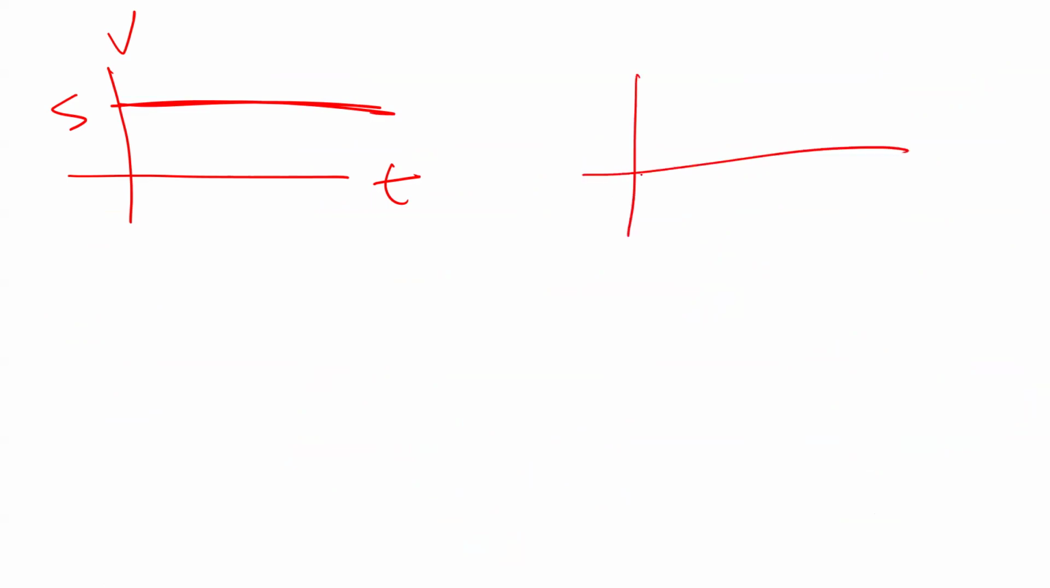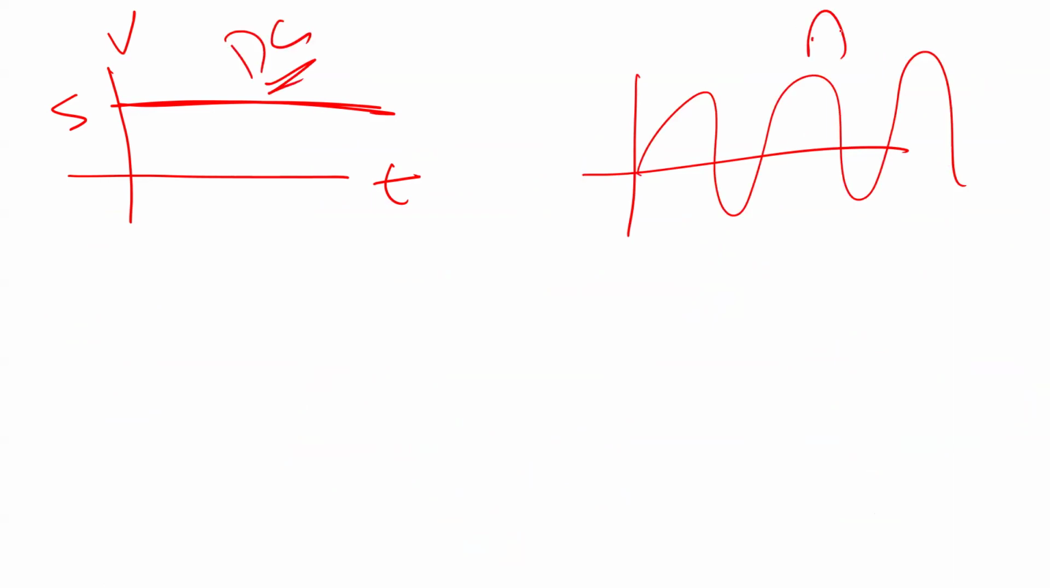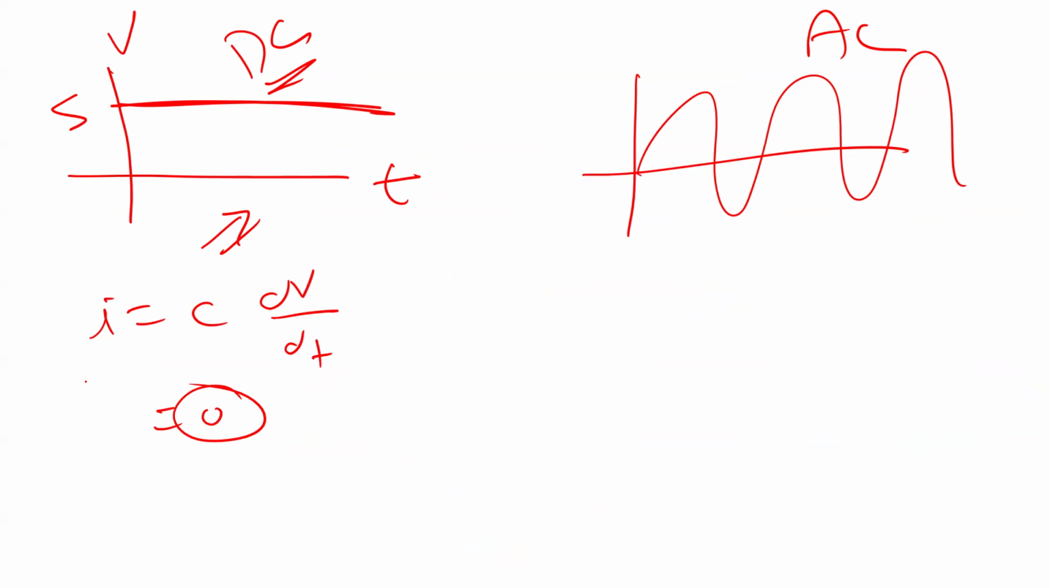But we have other sources that can change. This is DC voltage, this is AC voltage, so there's a change in the voltage. That means here I should equal C dV by dt, so for a constant voltage this should equal 0.